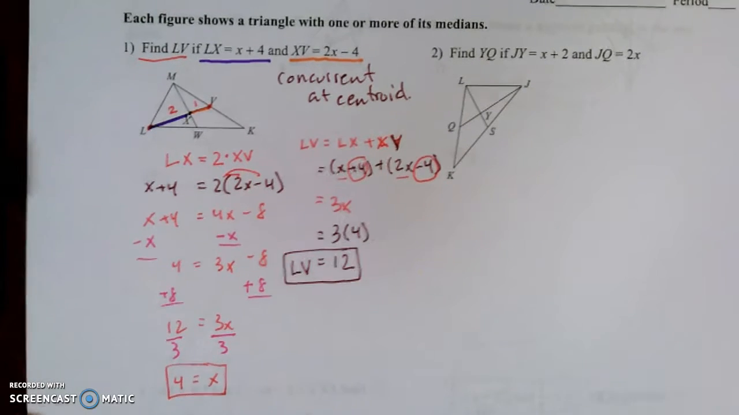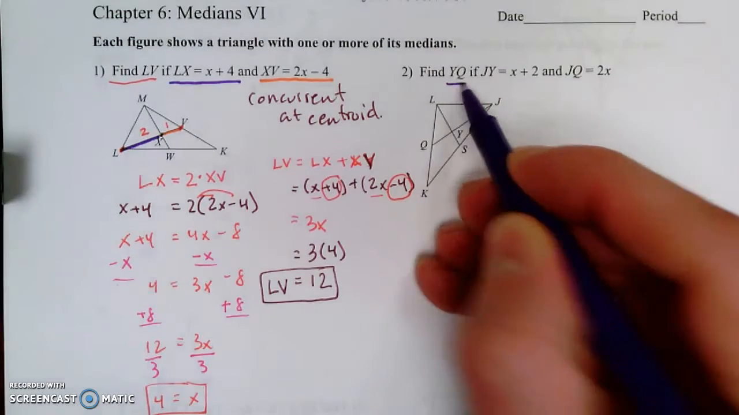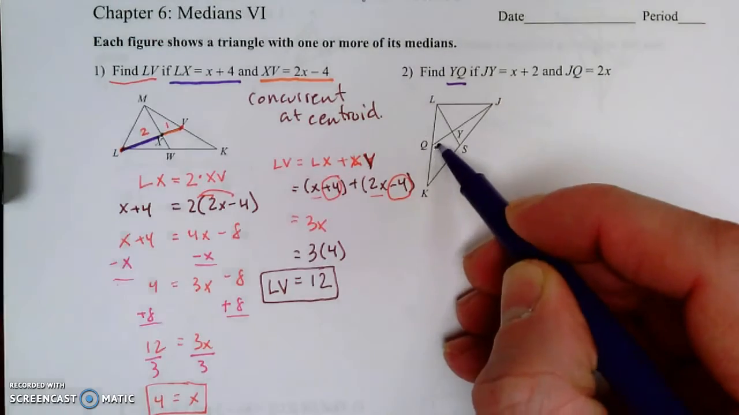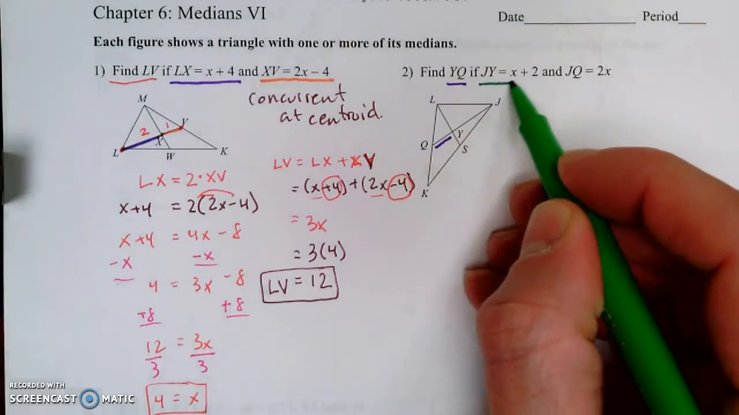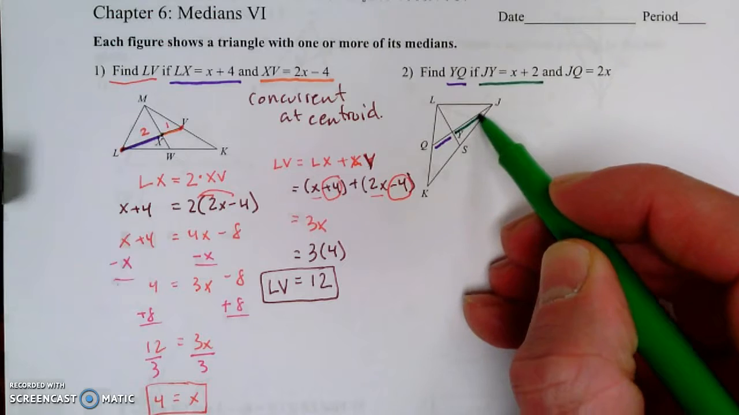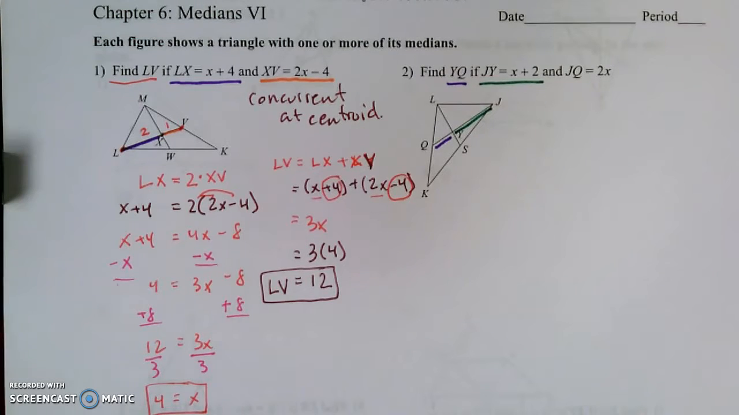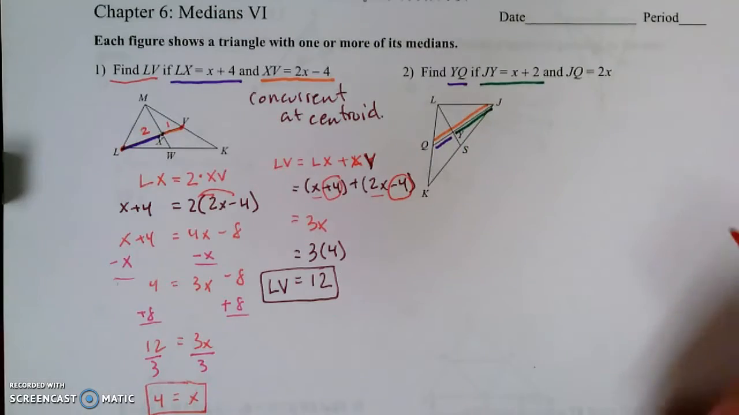All right, let's do another example. In this second one, we're supposed to find YQ, which is right here, and we're given that JY, that's this segment right here, is x plus 2, and that JQ, the whole long length here, is 2x.